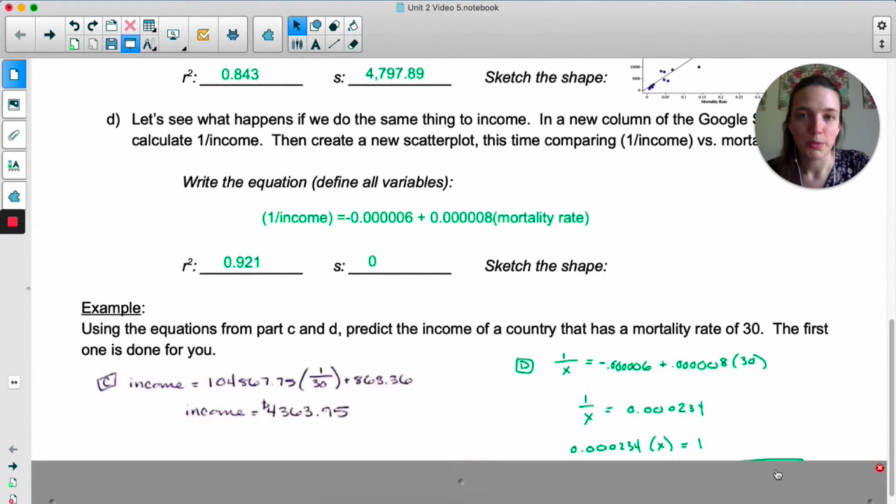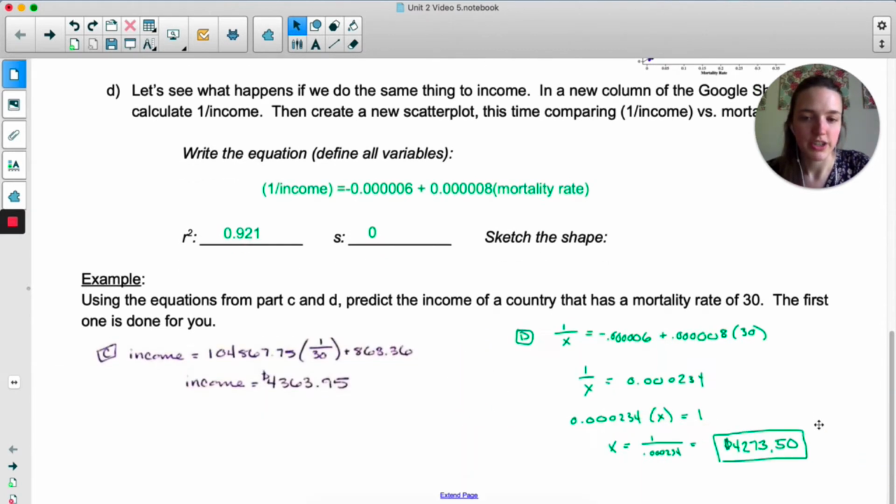In this example, we're just plugging values into each equation. So you'll notice in the example that was done for you, it's 1 over the value they want you to find, so 1 over 30, and then it's just typing things into your calculator. For part D, we're plugging in 30 over here. This is all typing things into the calculator.